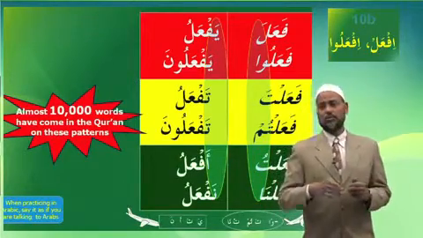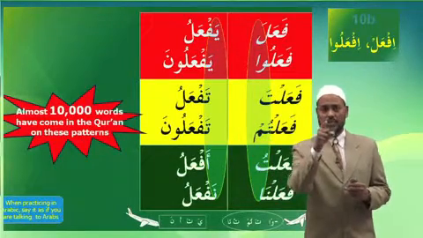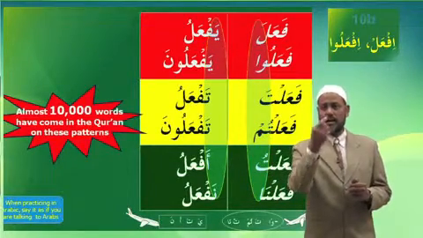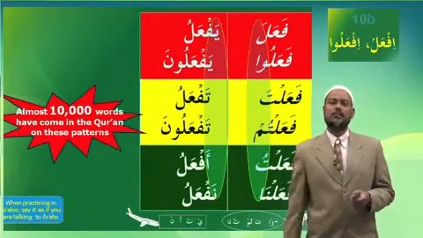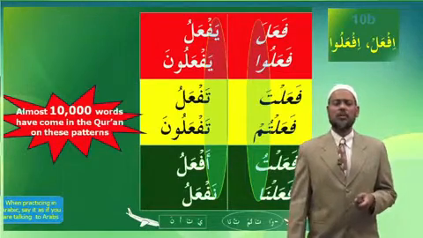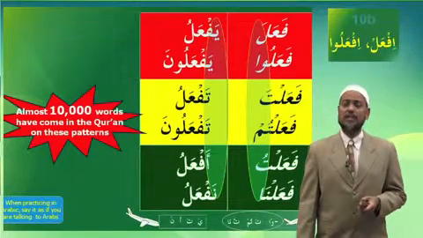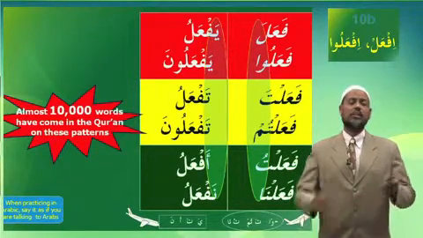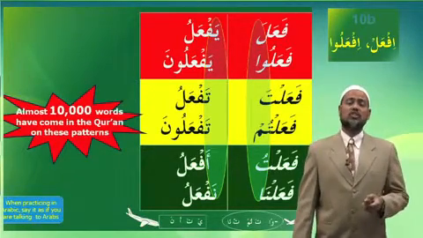And here for fi'l mudari you say Yasir yaf'alu, many Yasirs yaf'aluna, Tawfiq taf'alu, many Tawfiqs taf'aluna, ana af'alu, wa nahnu naf'alu. You can remember it this way also, whichever is convenient, but with more practice inshallah you will learn these different forms which are very precious, which come in the Quran 10,000 times at least, maybe more. This is just a rough guess.